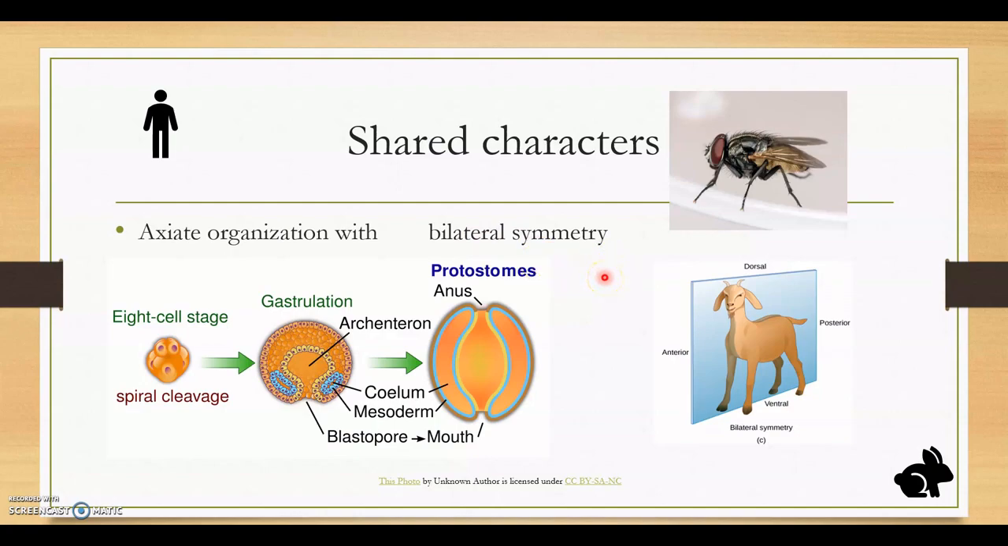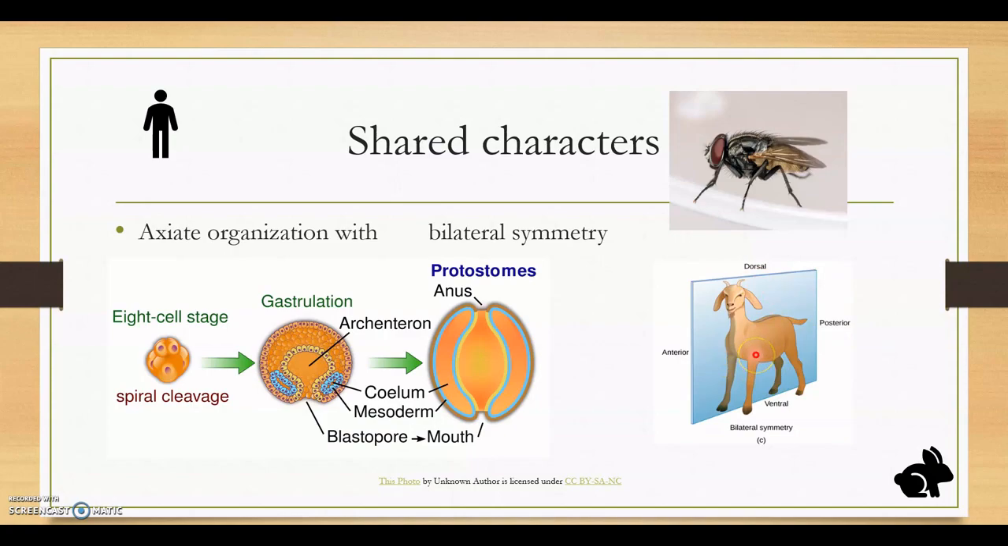Their body is organized into different axes. This is the anterior position, and this is the posterior position. This is the dorsal side, and this is the ventral side. Normally the anterior region is called the head region, the posterior region is called the tail region, the upper back side is called the dorsal region, and the lower side is called the ventral region. So these are the two axes: the anterior-posterior axis and the dorso-ventral axis.